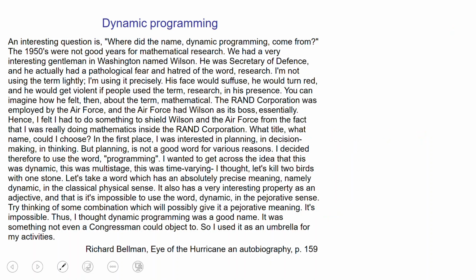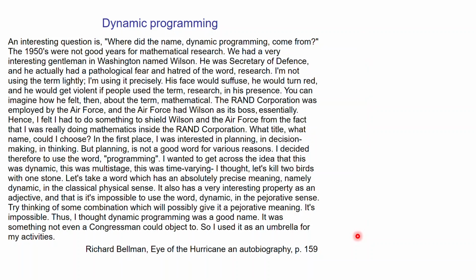An interesting question is, where does the name dynamic programming come from? This is a wonderful quote taken from the autobiography of the inventor of dynamic programming. I'll let you read this, but the bottom line is that dynamic programming doesn't mean anything. It's just a name that was supposed to look nice to politicians.